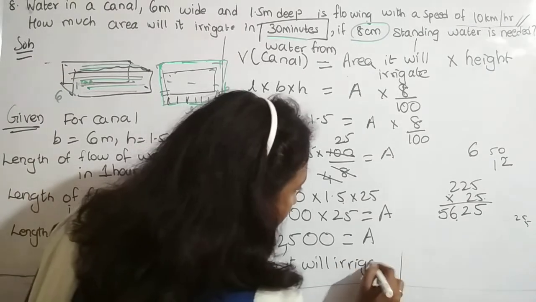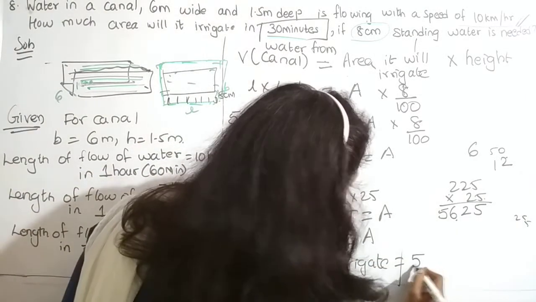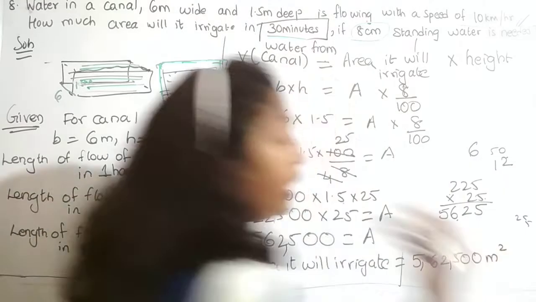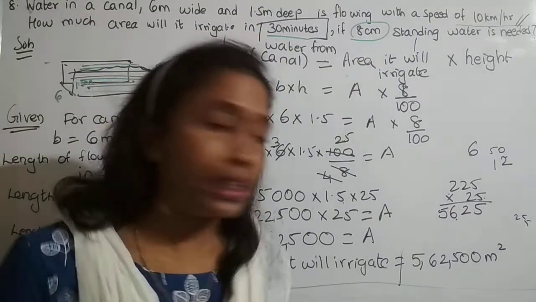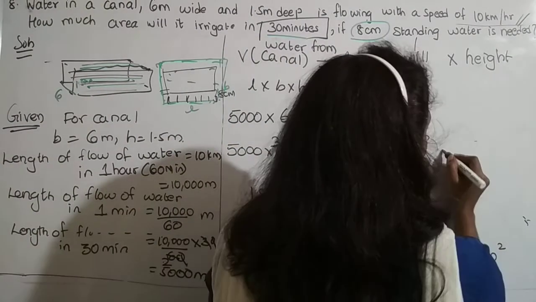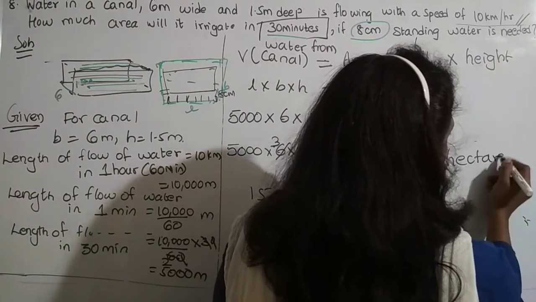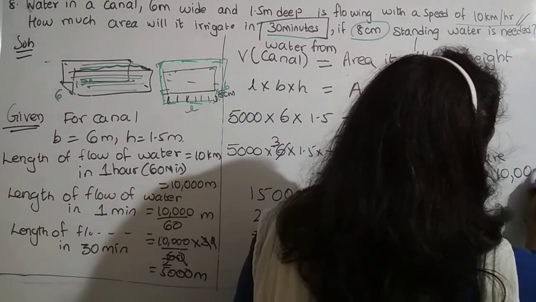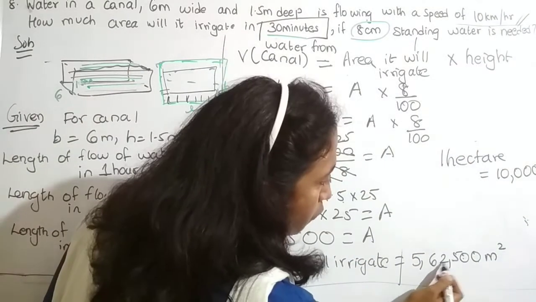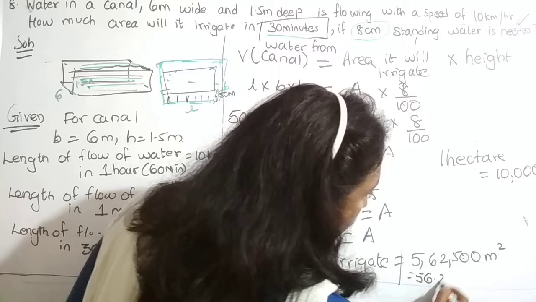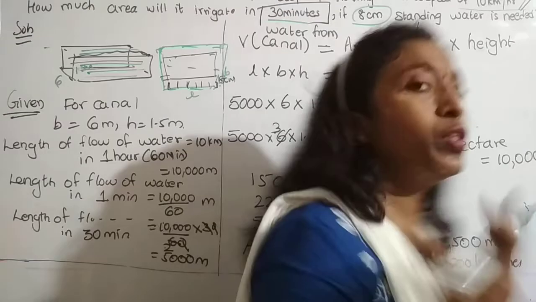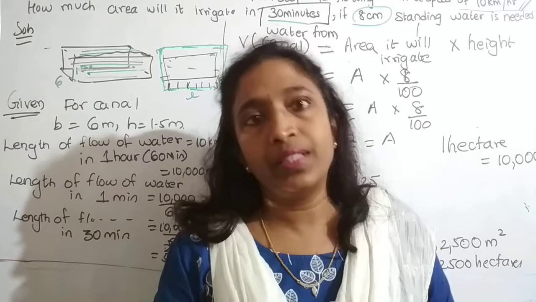The area it will irrigate, you will get, that is equal to 5,62,500 meters square. If they are asking you to convert into hectares, then we know that 1 hectare is nothing but 10,000 meters square. So just divide by 4 zeros. So 1 2 3 4. So we can write it as 56.2500 hectares. So either if it is asked, then you need to convert it, or you can just skip.